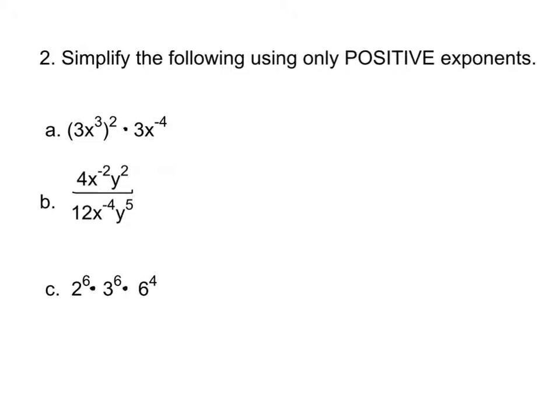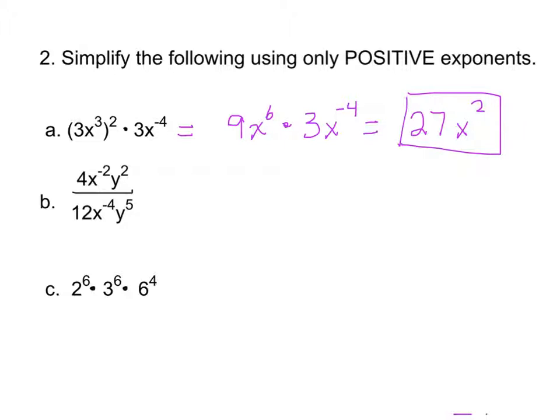Let's use purple there. So we can simplify that to 9 x to the 6th, and that'll be times 3x to the -4. Now we can multiply coefficients. When we multiply coefficients, then you get 27 x to the what? Second. Pretty simple. Again, this should be semi-review.